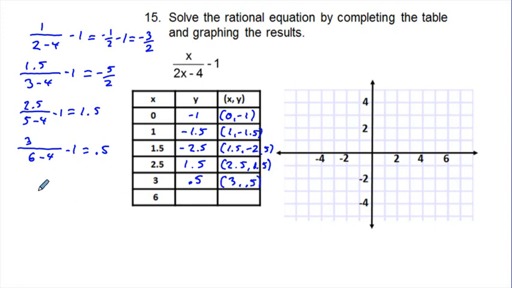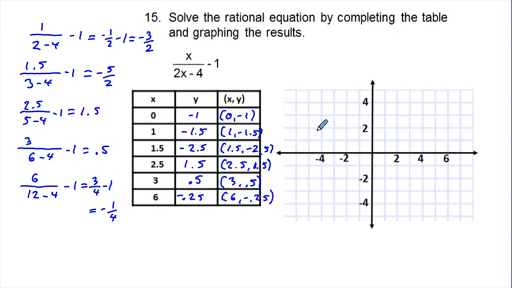So that's that point. And now the last one we have is 6. So we're going to get for this one 6 over 2 times 6, or 12. So 12 minus 4, minus 1. So that's going to be equal to 6 over 12 minus 4, which is 8. So we get 3/4 minus 1, which equals negative 1/4. So we get negative 0.25. So our coordinate pair here is 6 comma negative 0.25.